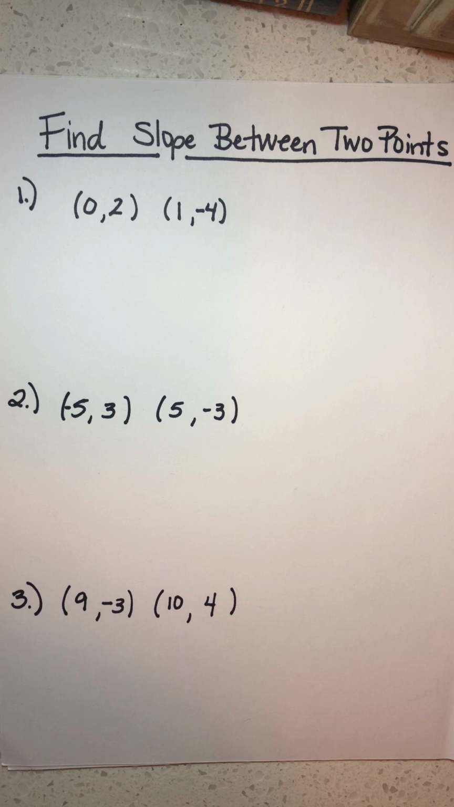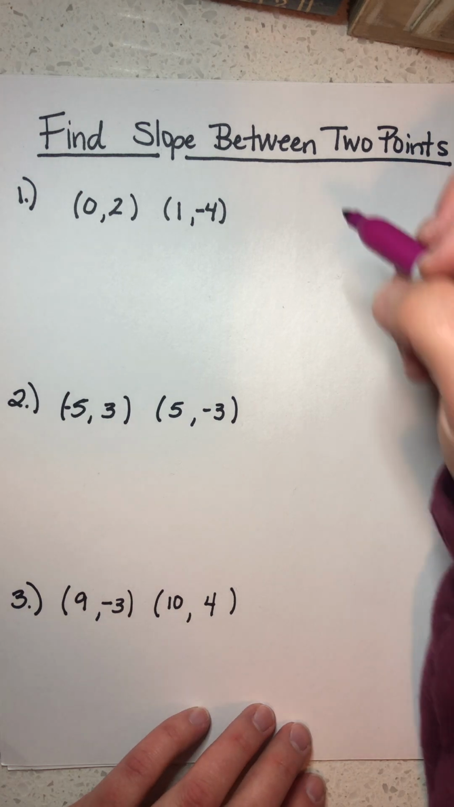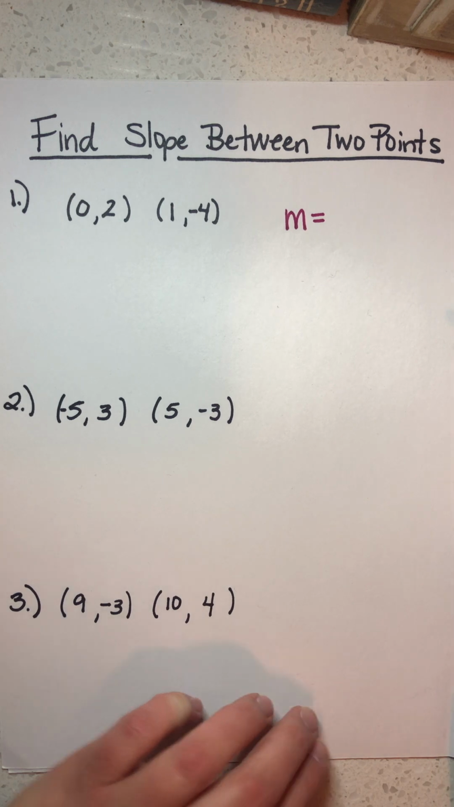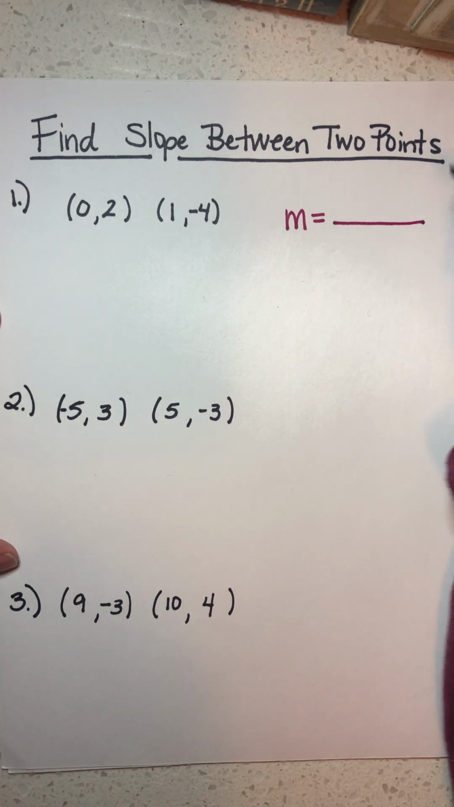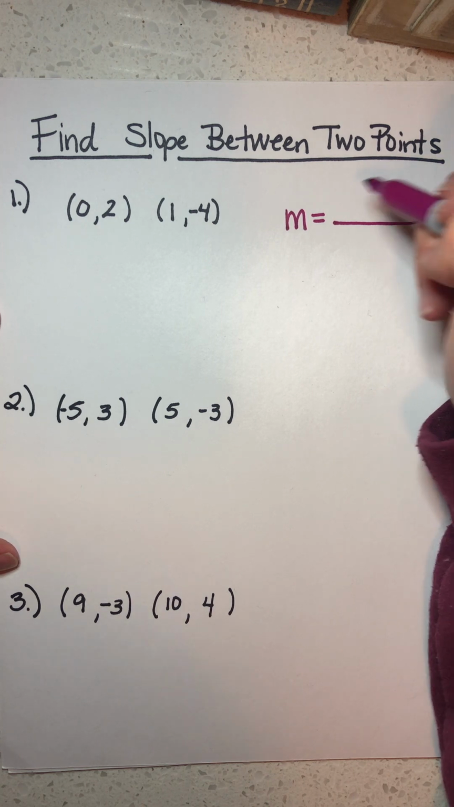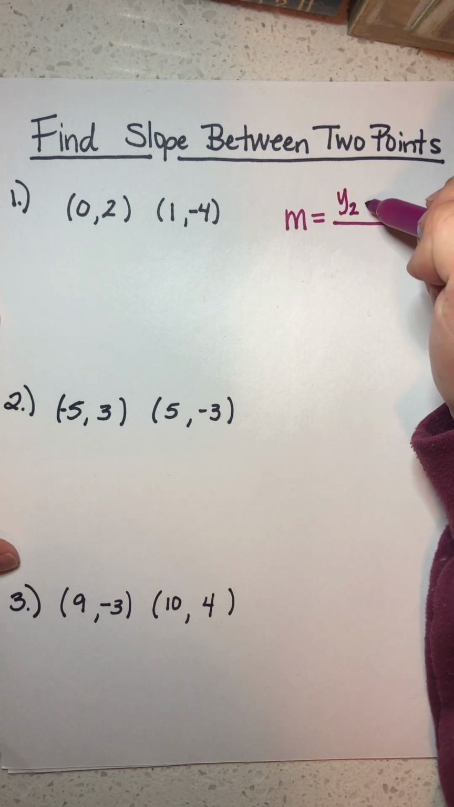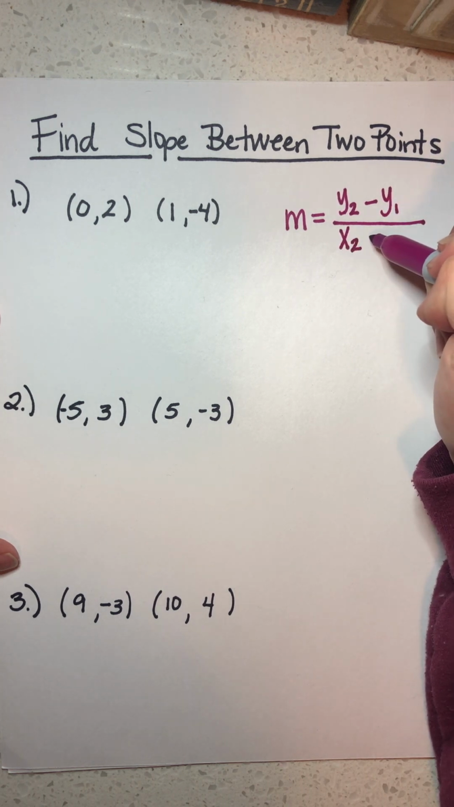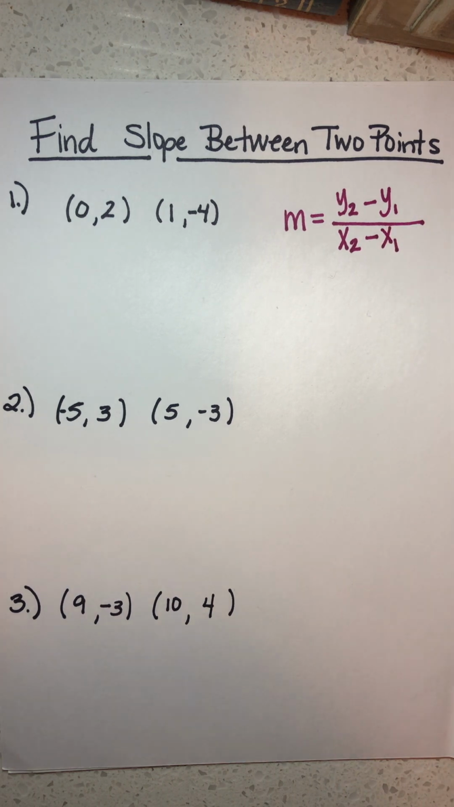A way to find the slope, or the change in values between points, is to use this equation. We use m to represent slope. You've probably seen that plenty of times in your math class. Then you're going to do the change in the y's over the change in the x's. So we have our second y value minus our first y value, over our second x value minus our first x value. So we're going to see how much something changed between our 2 points. This slope formula can be used for any set of points.